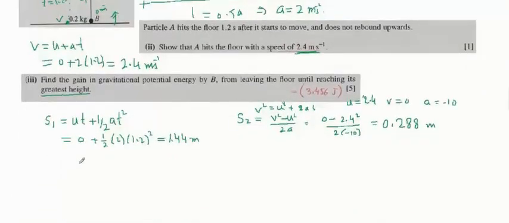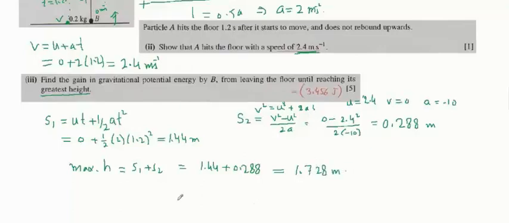So we can say now that the maximum height or the greatest height will be equal to S1 plus S2. And till here we already did this in the chapter of connected objects. The only additional thing they are asking here is the gravitational potential energy, B only. Okay, so this is 1.728 meters.